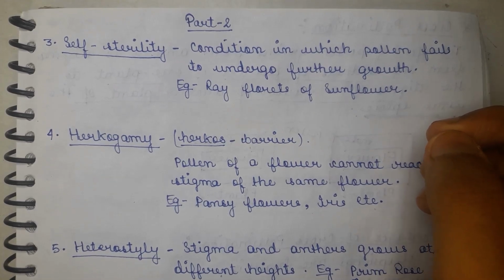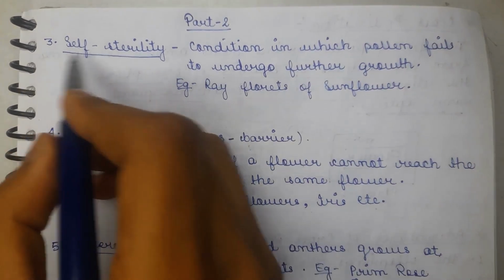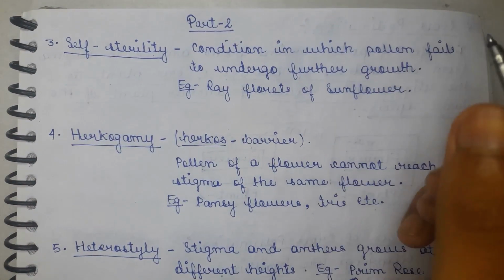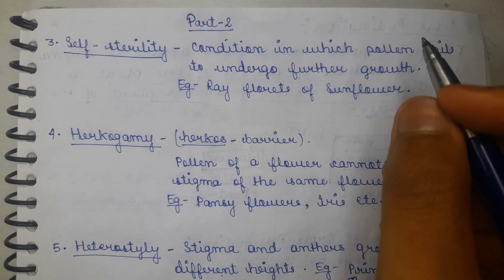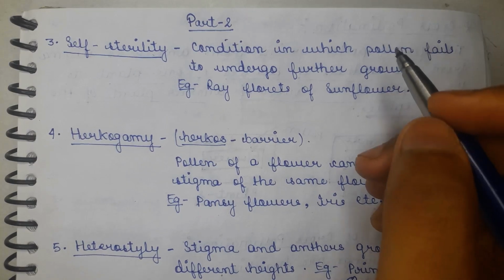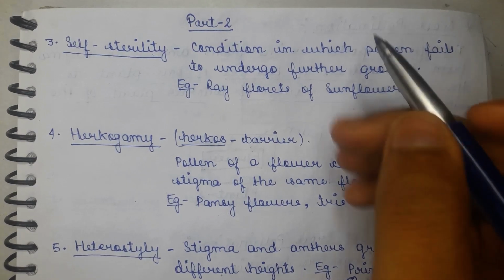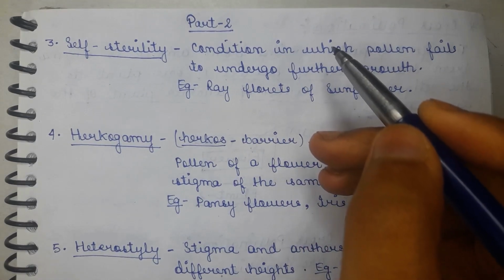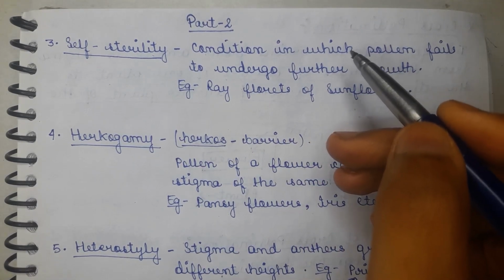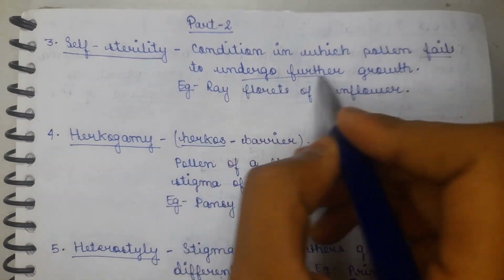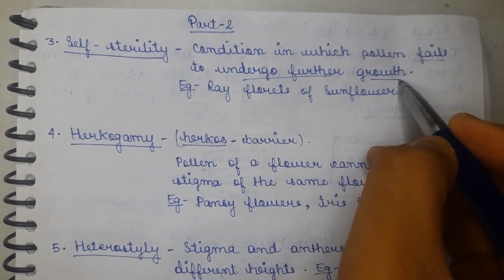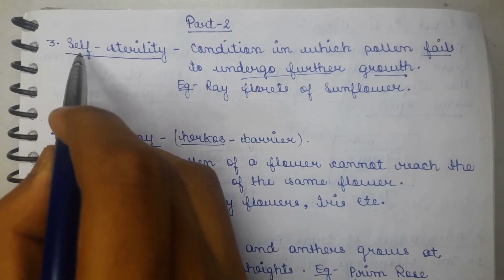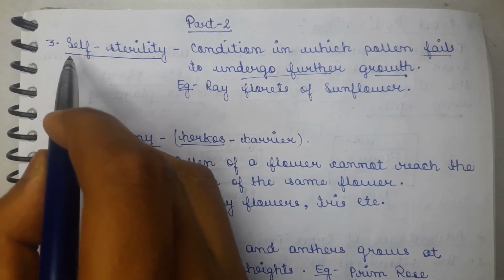Now the third term is self sterility. Here sterile means any organism or any flower that does not tend to reproduce offspring. Basically in flowers this is a condition in which even if the stigma receives the pollen from the anther of the same flower, the pollen fails to undergo further growth, and this is known as self sterility. Here the term self means within the same flower.